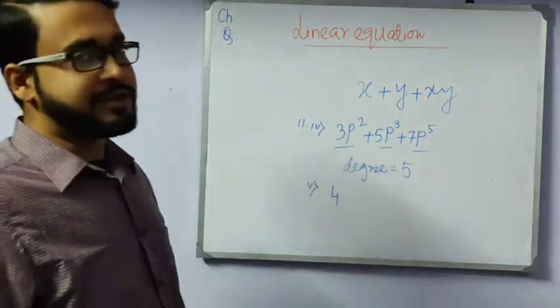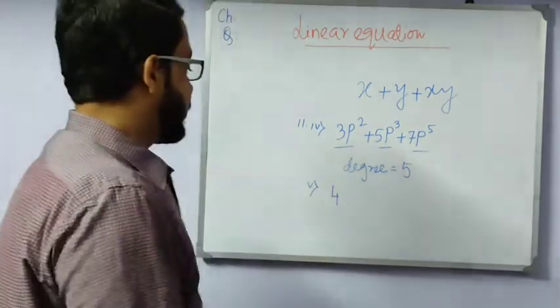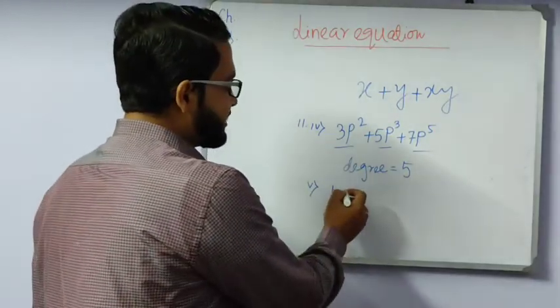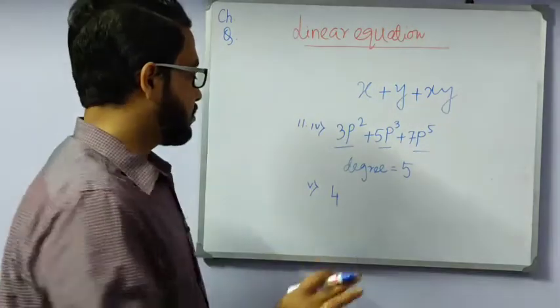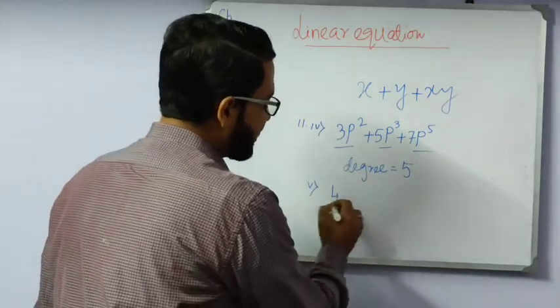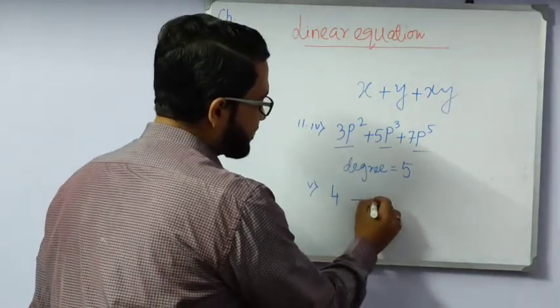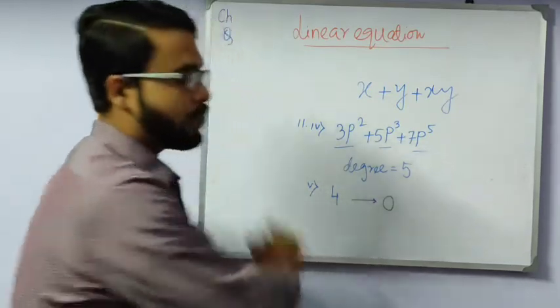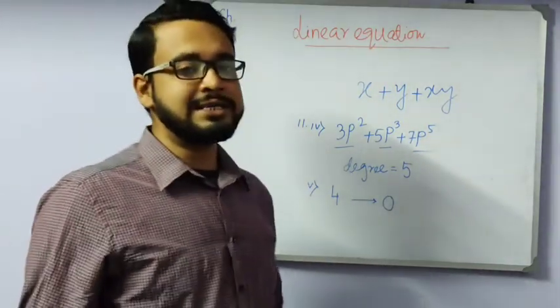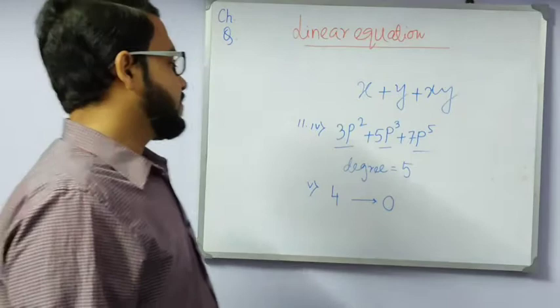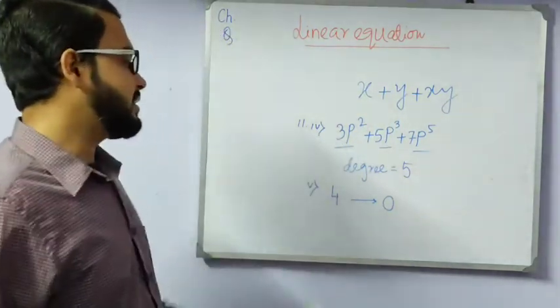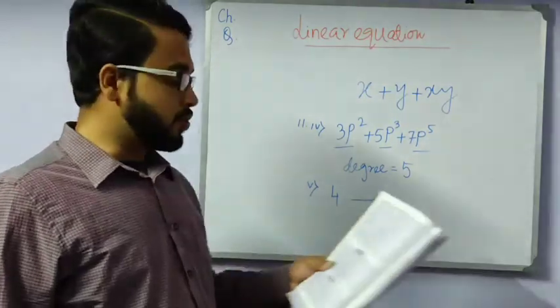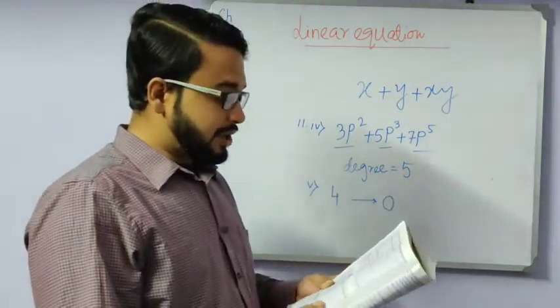Question 4. Degree of this following equation. Look very carefully. If there is an integer given and they ask to find the degree of this equation, then the degree of this equation is 0. If there is only one integer and there is no power given, then you have to write the degree is 0.